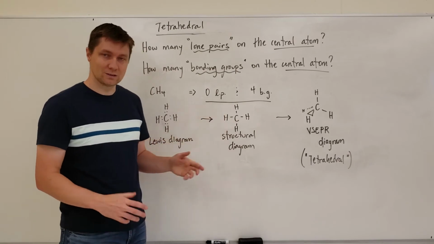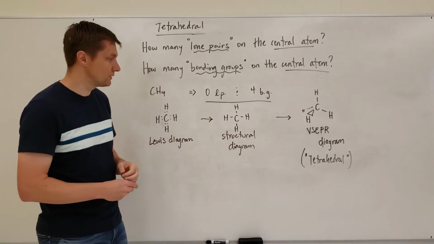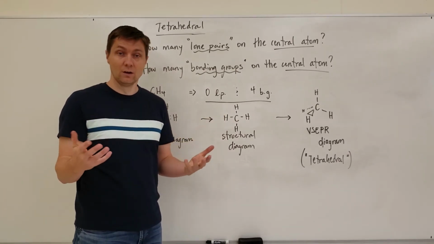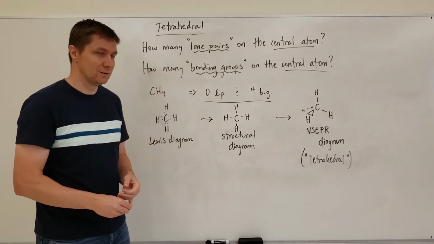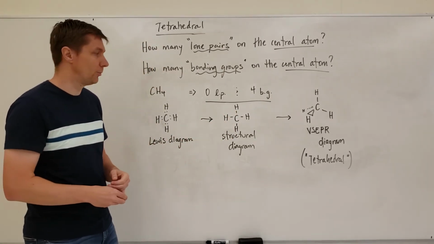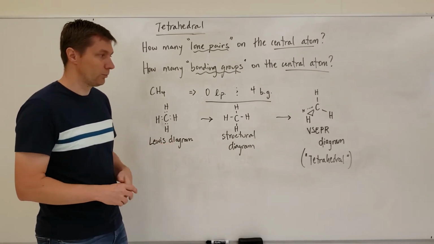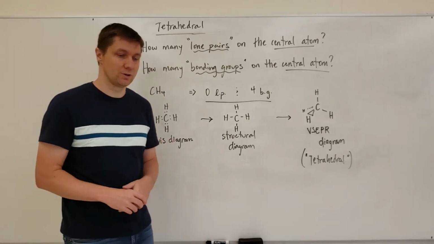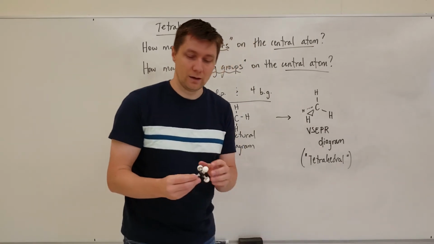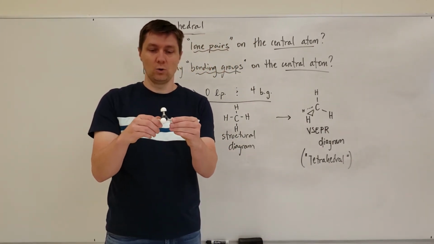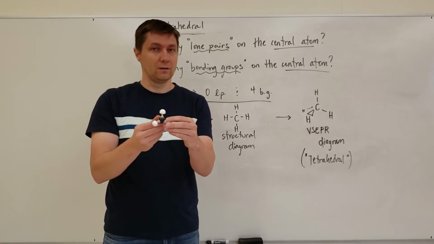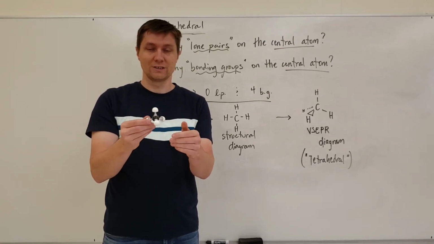You can see the central atom doesn't have any lone pairs on it, but it does have 4 groups of electrons. In this case, they're all individual or single bonds, but it does have 4 bonding groups, so that means it's a tetrahedral. Now, if you take a look at this diagram here, or this model, you can see no matter which way I hold this molecule, it looks exactly the same.